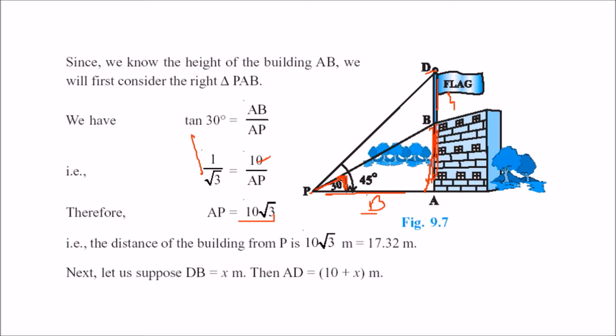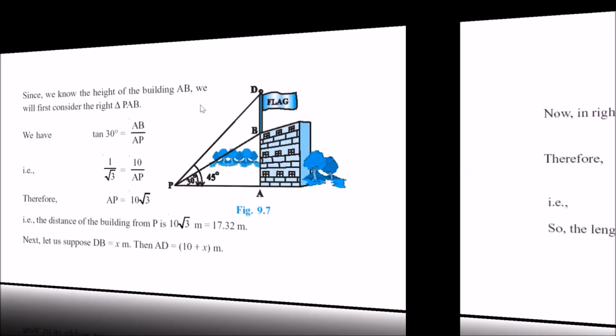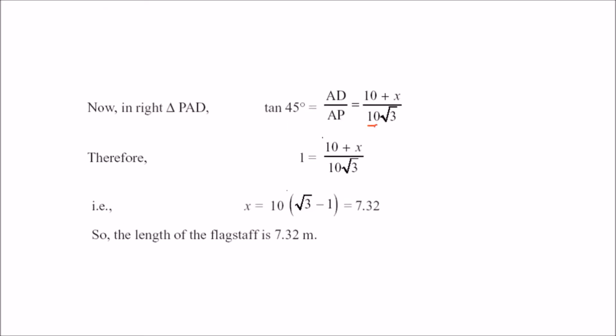Now let us come again to tan 45 degree. Tan 45 degree is what? This x, say this is x. This is 10. So x plus 10 by base. So we'll find out the tan 45. Tan 45 will be 10 plus x by 10 root 3. And tan 45 is nothing but 1. So we can find out the x, which will be 7.32 if we place the value of root 3 properly.